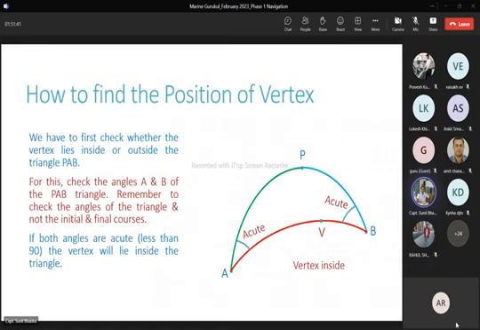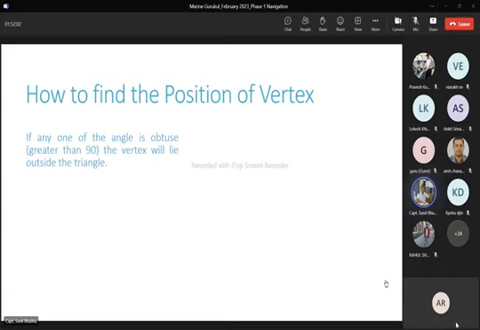Great. So if both angles are acute, the vertex is inside. Let us see the second scenario now. In case any one of the angles, angle A or angle B, is obtuse, obtuse meaning the angle is greater than 90 degrees, the vertex will lie outside the triangle.